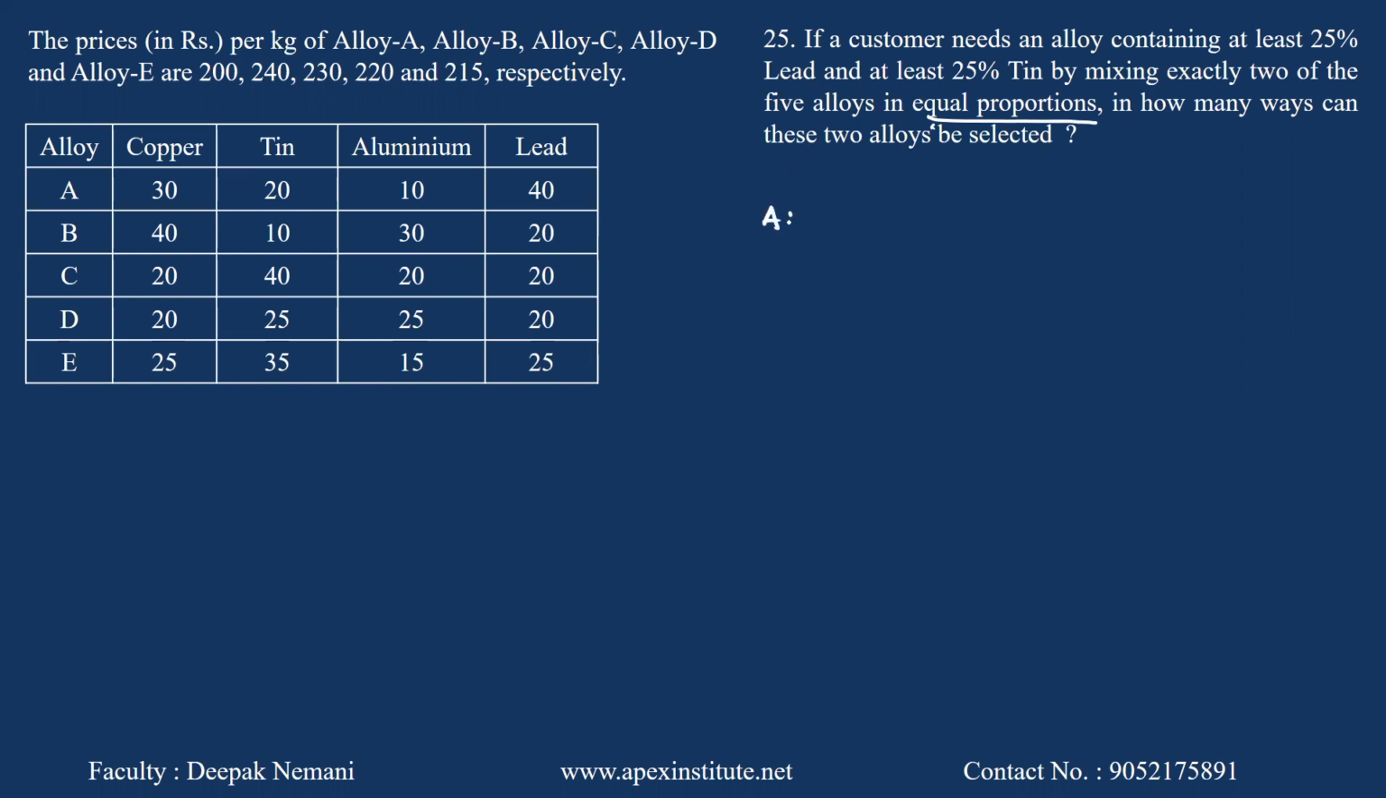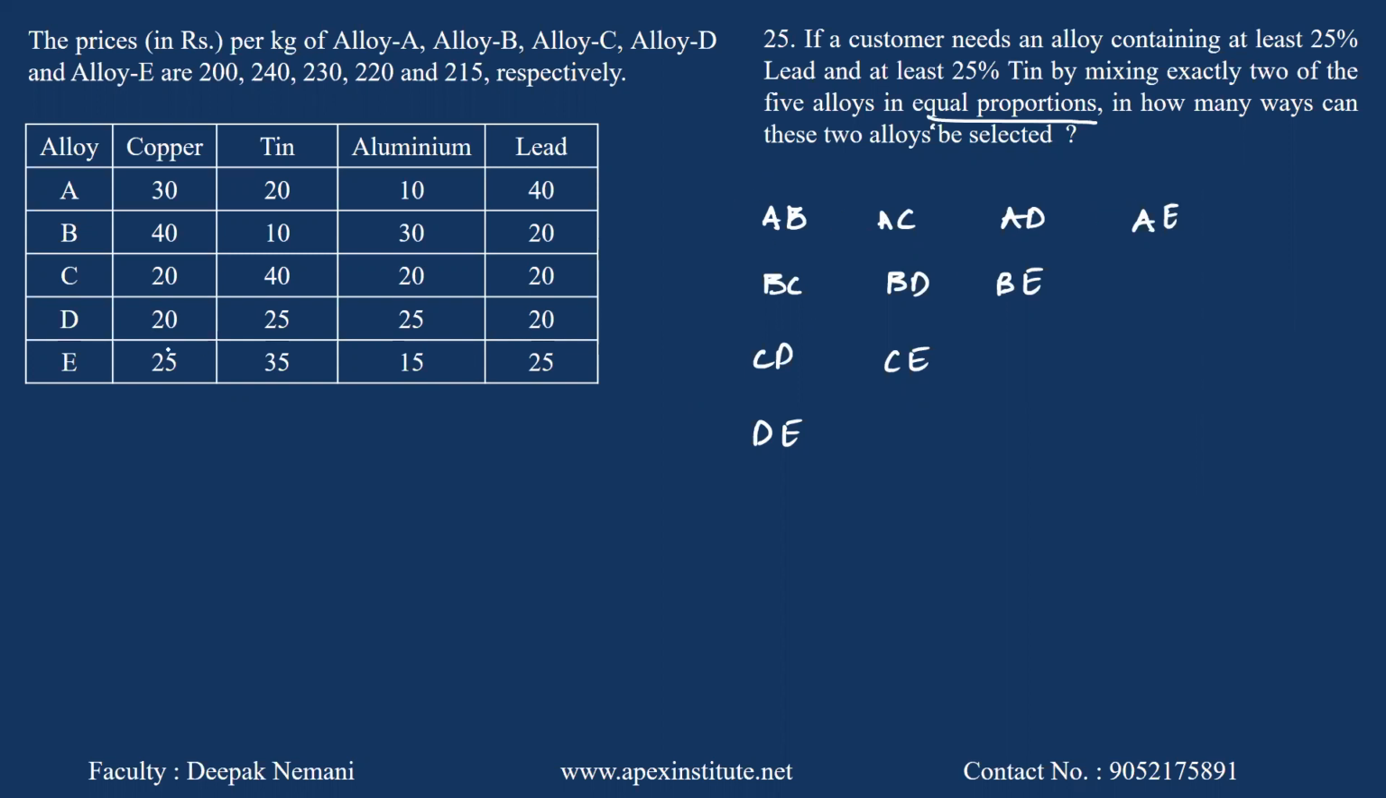So that can be done by selecting AB, AC, AD, AE. Then BC, BD, BE, CD, CE, and DE. Now these are the 10 possible ways of selecting two alloys from the given five. Now they should be mixed in equal proportion. So one part exactly, and they should be mixed in the ratio 1:1.